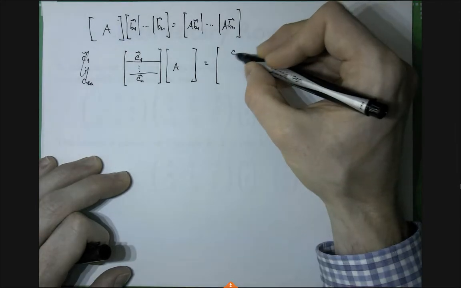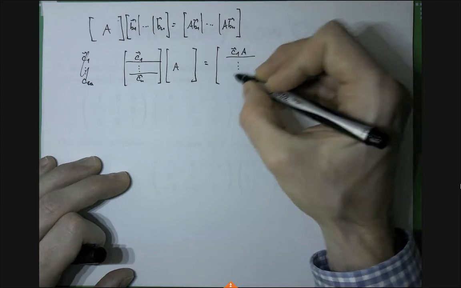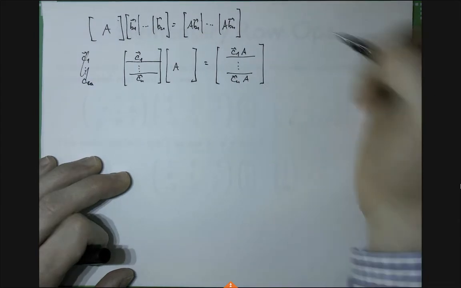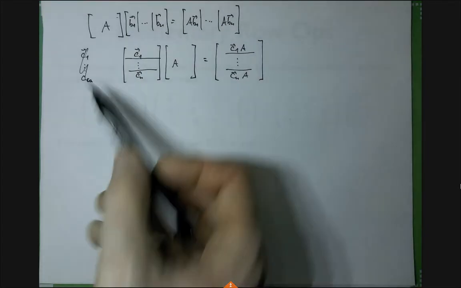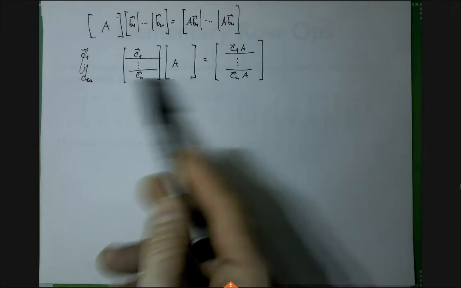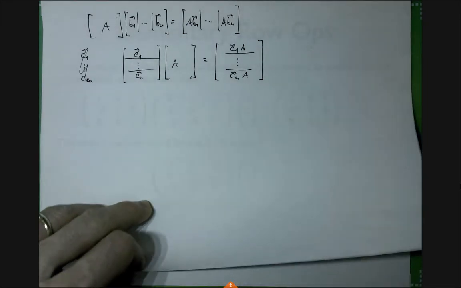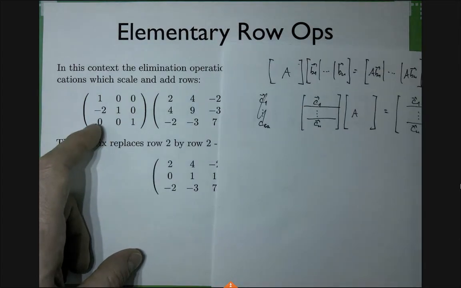Well, now these are row vectors, so I get C1A up to CnA. So those are basically two equivalent ways how you can be looking at matrix multiplication. When we talk about transposition, it will be completely obvious that this is the case, at least for symmetric matrices. But that's basically what's happening here, right?